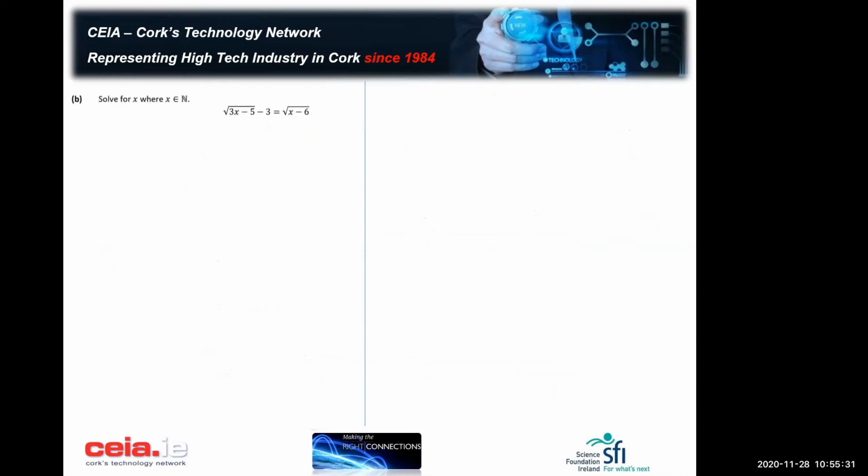So the next one is solve for x, where x is an element of the natural numbers, and we have square root signs.